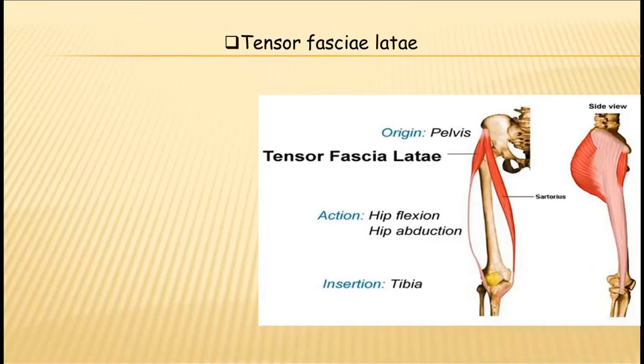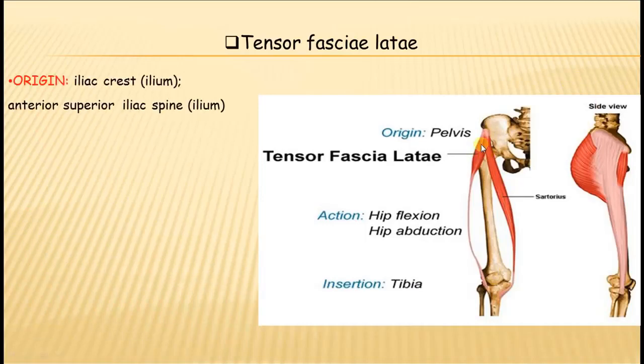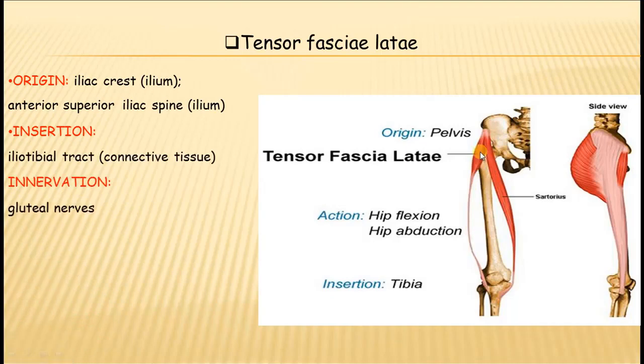The next muscle is the tensor fascia lata. You are able to see here it arising from the iliac crest and also from the anterior superior iliac spine. It is inserted into the iliotibial tract, and the nerve supply is by the gluteal nerves, and the main action is flexion and abduction of the thigh. It is also a tensor of the iliotibial tract, so that is why it is called the tensor fascia lata. From the deep surface of the iliotibial tract, the lateral intermuscular septum is attached, and the iliotibial tract sometimes is used for surgical repair. So some tissue is actually taken from the tensor fascia lata also.